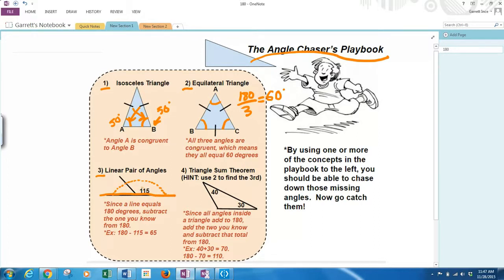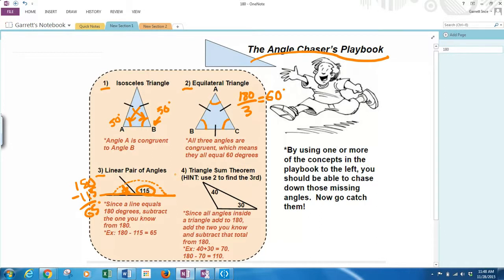Now, if you have just one of those angles, in this case, we know that this one right here, this obtuse angle, is 115 degrees. That means that you can always find the one next to it. So that means that this angle right here would be the full 180 degrees that we just talked about, minus the 115 degrees that you know, which leaves us with leftovers of 65 degrees for this missing angle.